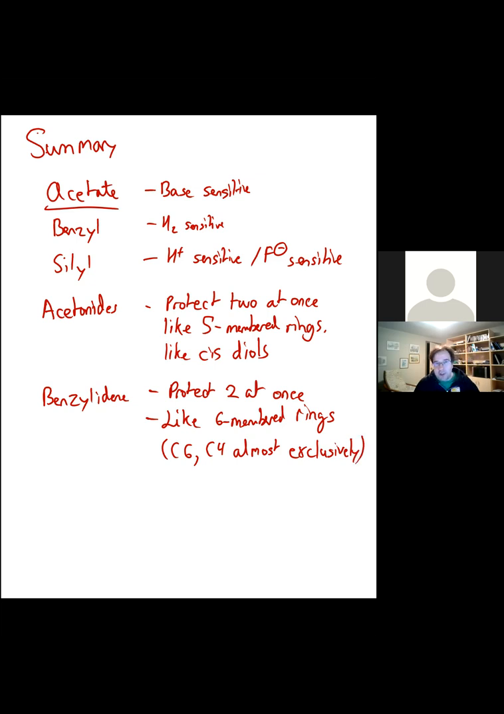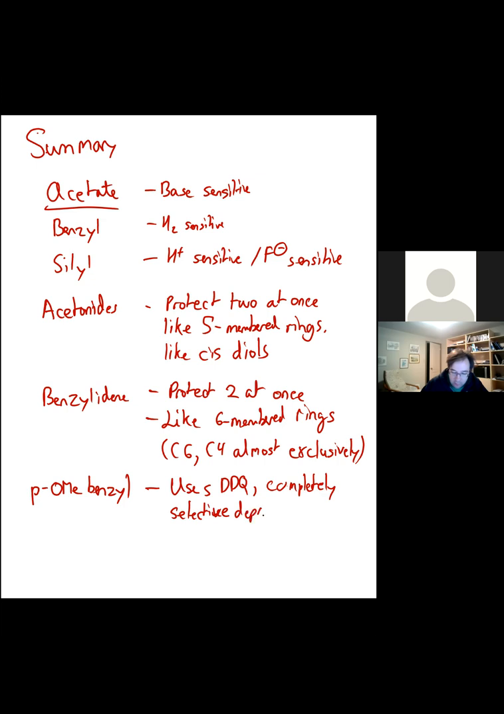I'm going to say almost because I am sure there are exceptions. But almost means exclusively. Then we talked briefly about the para-OMe benzyl. Well, we didn't talk briefly. We spent a lot of time with me stumbling around with that. Uses DDQ, completely selective. Deprotection. You can also deprotect it using H2 and palladium. That works just fine.